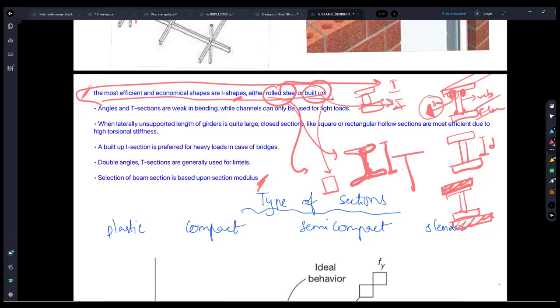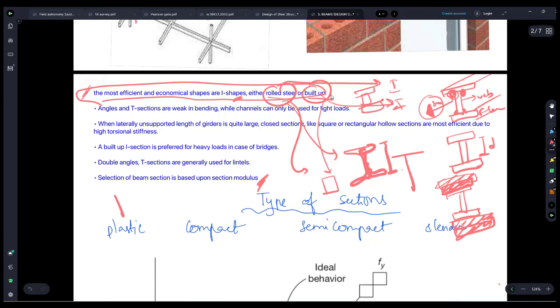You can add extra plates to increase its moment of resistance. You can do like that also. ठीक है, if more load is coming and the moment which has to take is even further more, then we can built up the section as per our requirement. वो भी हम पढ़ाई करेंगे इसी chapter में, and you will be more than clear. But I hope you got the basic concept right, what is rolled steel I section and built up I section. And now tell me this point, why I have told the most efficient and economical shapes are I section.